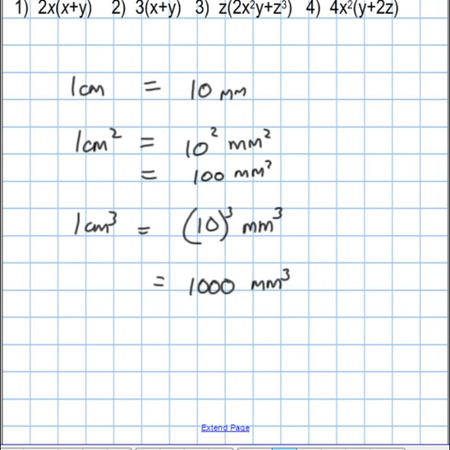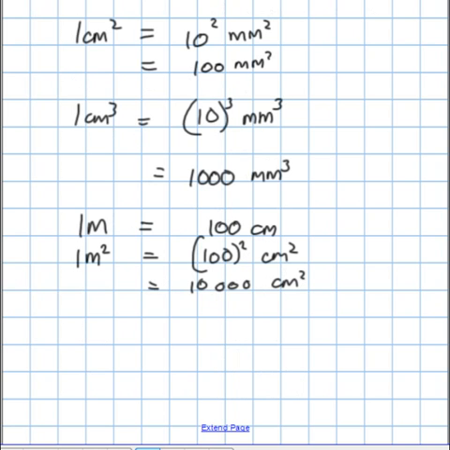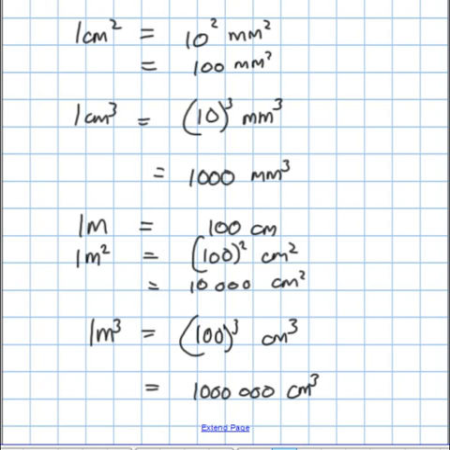A similar thing, even more likely one you're going to get is converting meters to centimeters. So 1 meter is 100 centimeters. 1 meter squared is 100 squared centimeters squared. In other words, 10,000 centimeters squared. And let's look at 1 meter cubed. 1 meter cubed equals 100 cubed centimeters cubed. In other words, it's 1,000,000 centimeters cubed. Okay, I hope that helped.